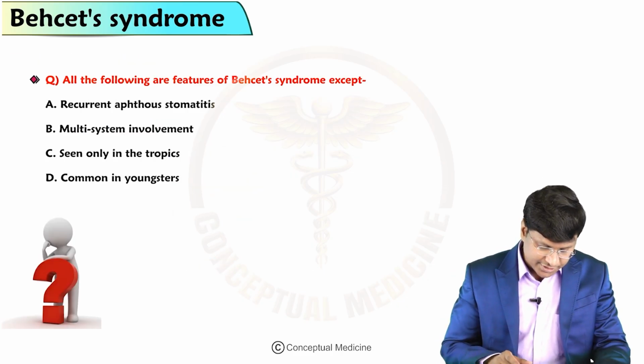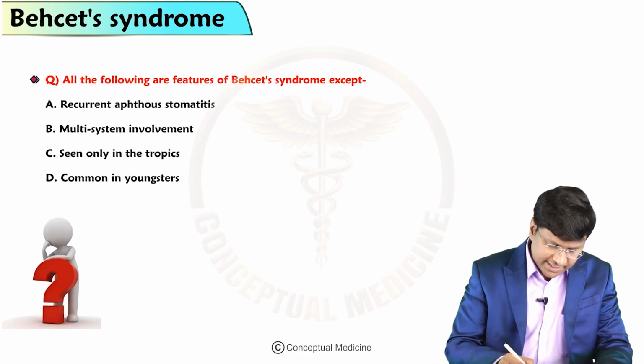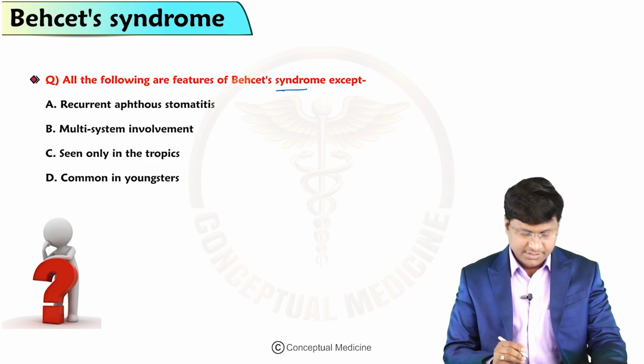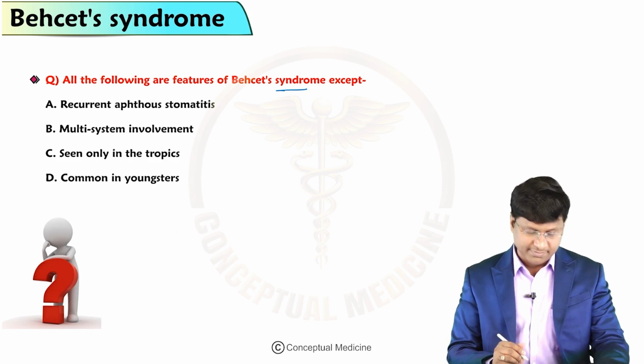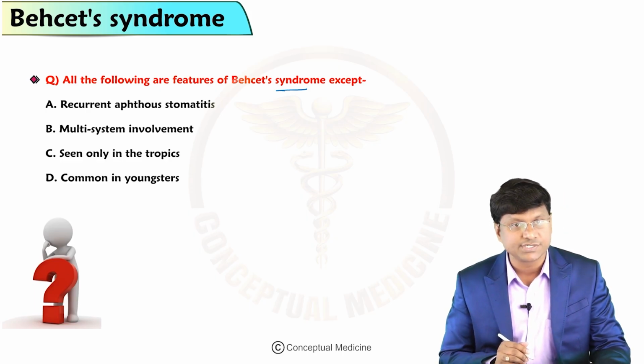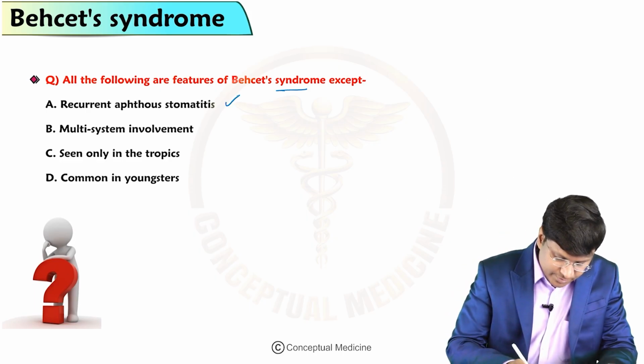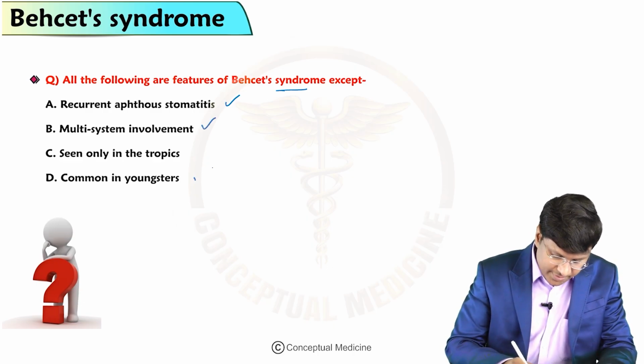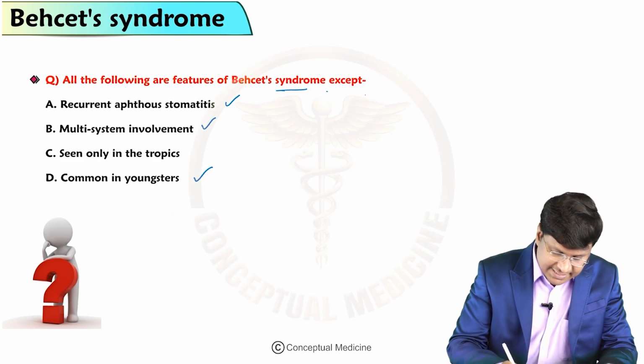So if you see a question here: all of the following are the features of Behcets except recurrent aphthous stomatitis, multisystem involvement seen only in tropics, common in youngsters. So recurrent aphthous stomatitis is correct, multisystem involvement is correct, common in youngsters is correct, but the question asked is except.